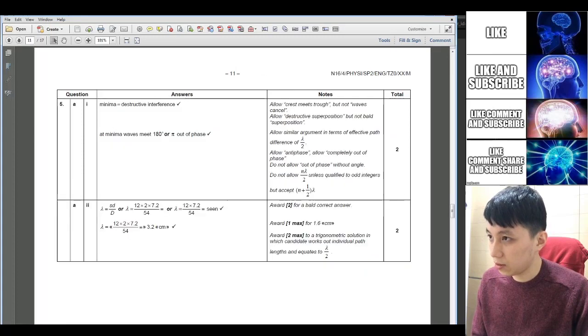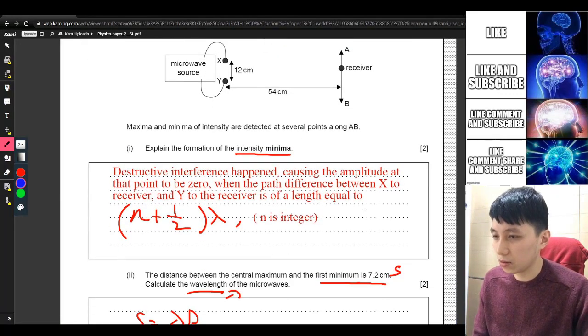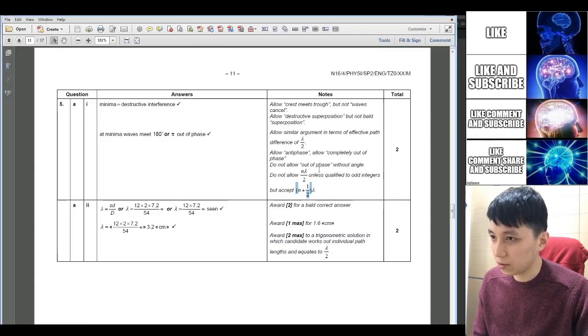Anyway, the path difference, yes, and then okay, they said this. But I think if you talk about path difference, do not allow unless qualified to odd integer number. Wait, but accept. Okay, accept this one. Okay. So mine is fine. Yeah. So here and talking about here.